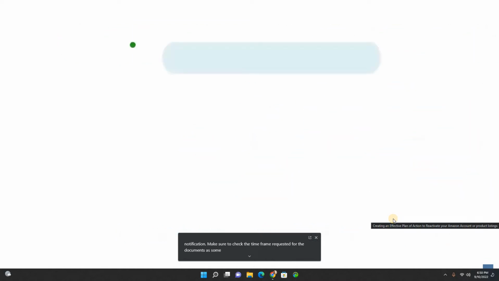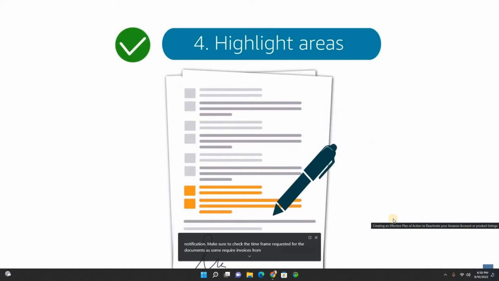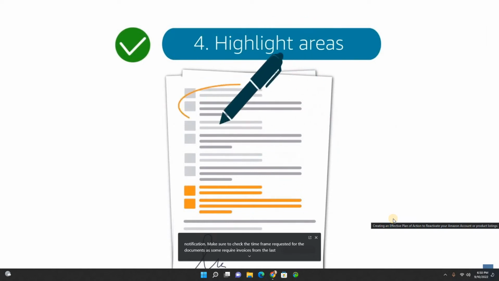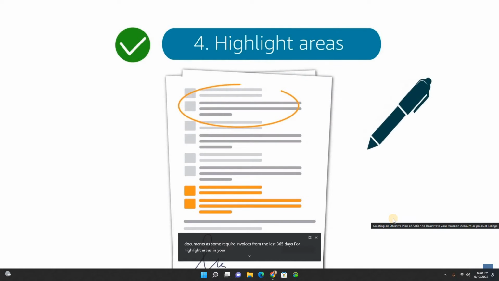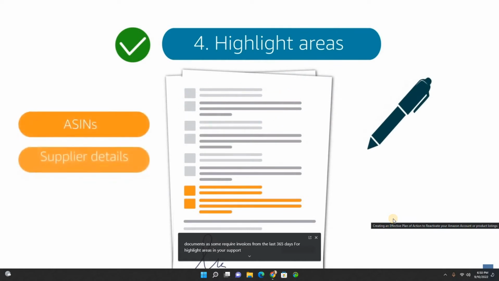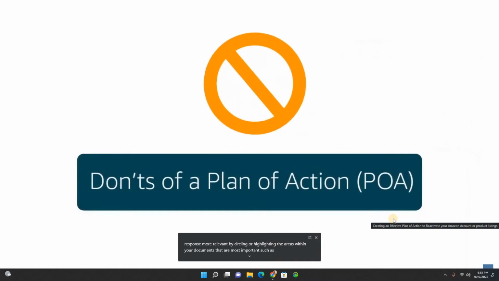4. Highlight areas in your supporting documents. You can make your response more relevant by circling or highlighting the areas within your documents that are most important, such as ASINs, supplier details, for example the name and supplier website, or clauses within your terms and conditions. Don'ts of a plan of action.